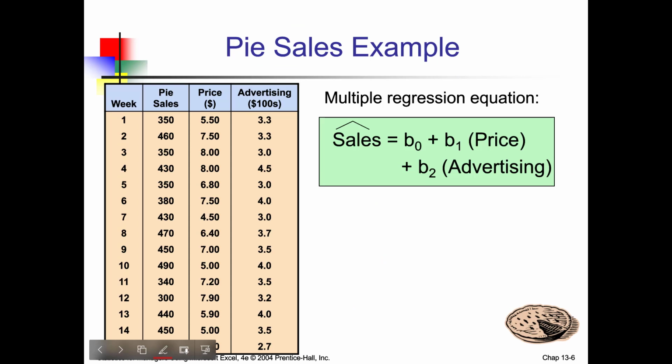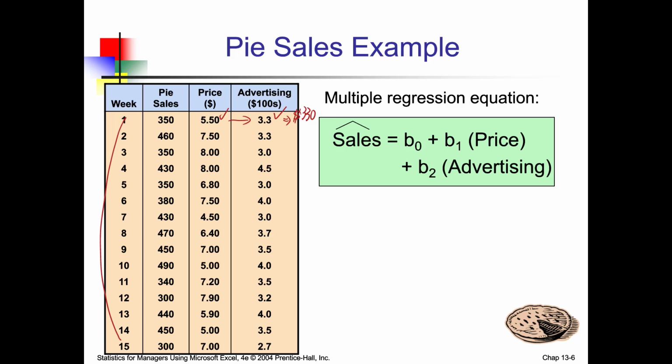Now let's look at the data set itself. We have week 1 all the way to week 15, the pie sales with the corresponding price and advertising spending. If you look at week 1 here, 3.3 units of advertising spending means the owner spent $330 on advertising. This is kind of important: they spent $330 because of the units they're using for advertising spending.